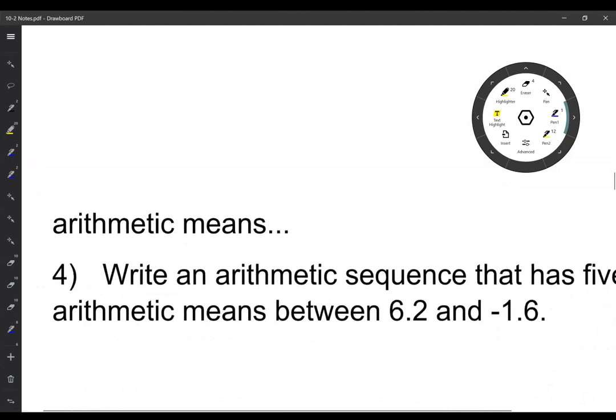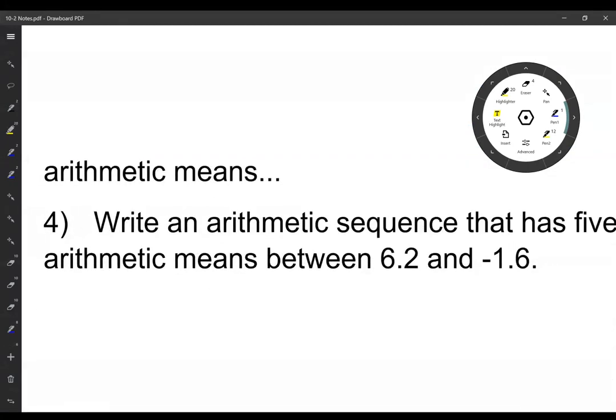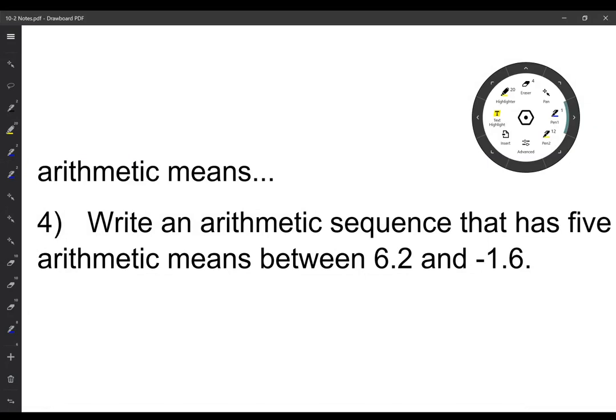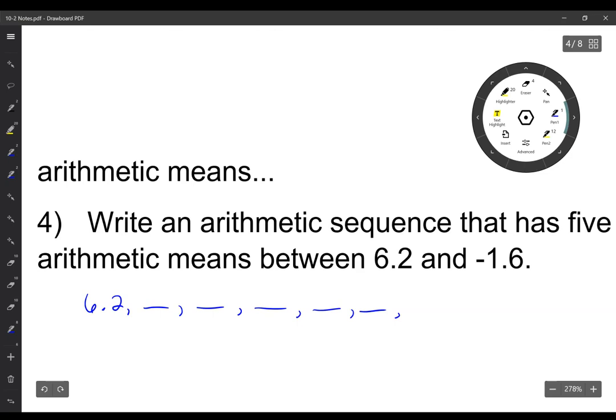So arithmetic means. What we're getting at is there are 5 means between 6.2 and 1.6. So an arithmetic sequence would have that common difference. And so I need to figure out a common difference, 1, 2, 3, 4, 5, so that this could be an arithmetic sequence, and that common difference would be all the way the same, and there'd be 5 numbers in between. So it's kind of one of those things that's maybe easier to explain than to write a real definition for. So I want there to be 7 terms total.